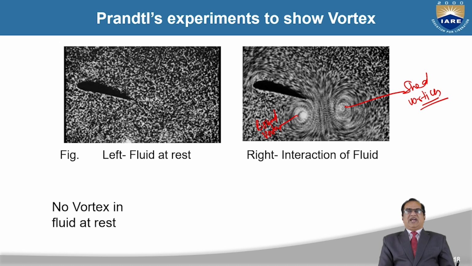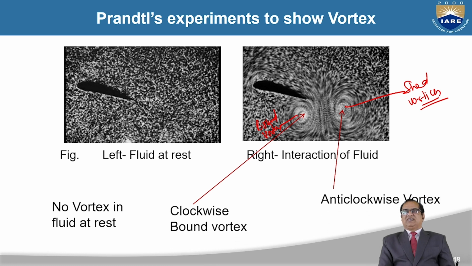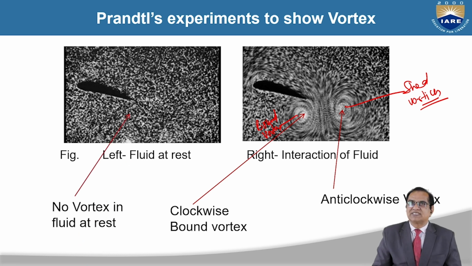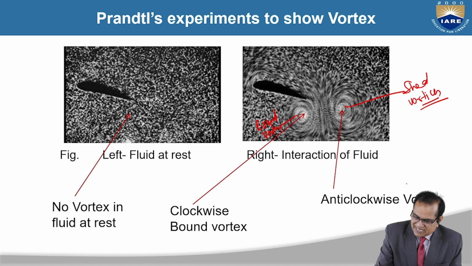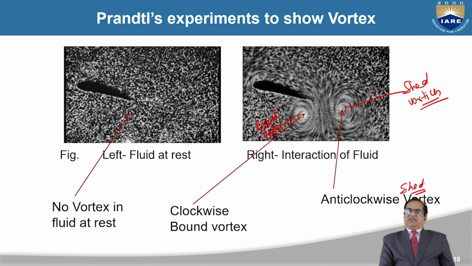There is no vortex in fluid at rest, but the clockwise one is the bound vortex and the anti-clockwise vortex is the starting vortex. It is a starting vortex. So in this way it was found.